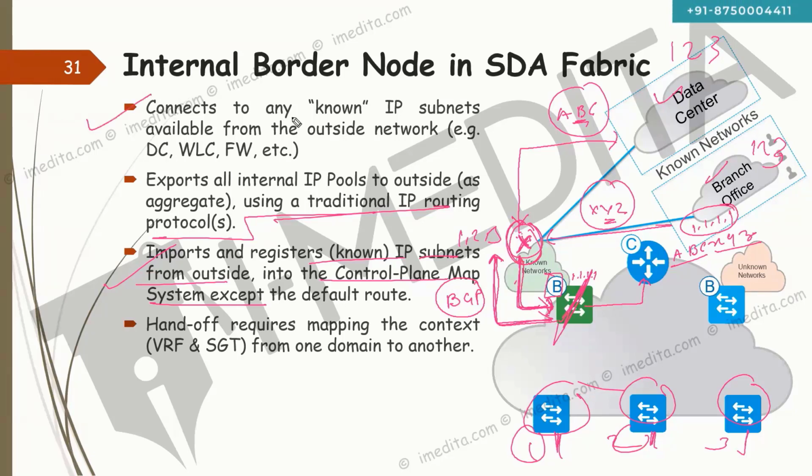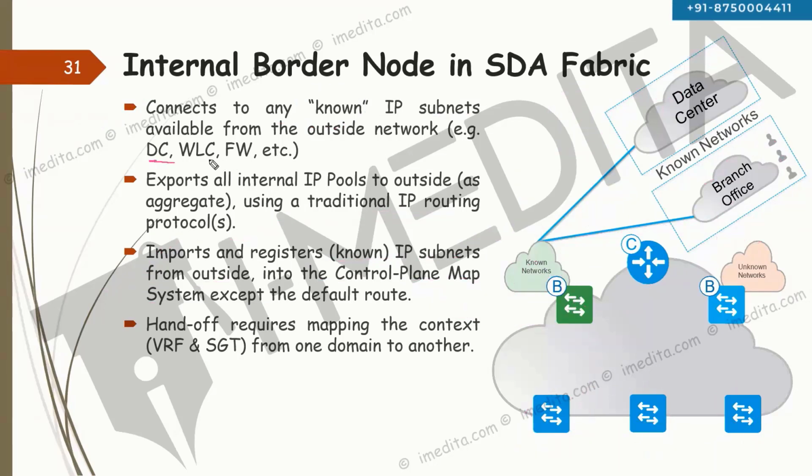So the internal border node connects to any known destinations outside the SDA network, such as, for example, data center, firewalls, wireless LAN controller, branches, and all these devices. It is going to export all the internal IP addresses to the outside using some traditional IP routing methods, not VXLAN, not LISP. And it is going to import and register all the outside subnets like XYZ 1, 2, 3 towards the control plane node as well. It imports and registers known IP subnets from outside into the control plane mapping system, except for the default route.